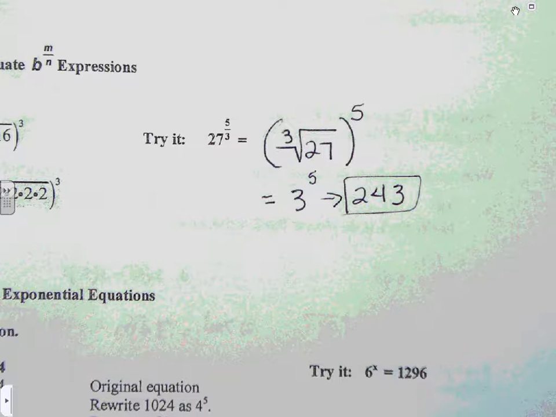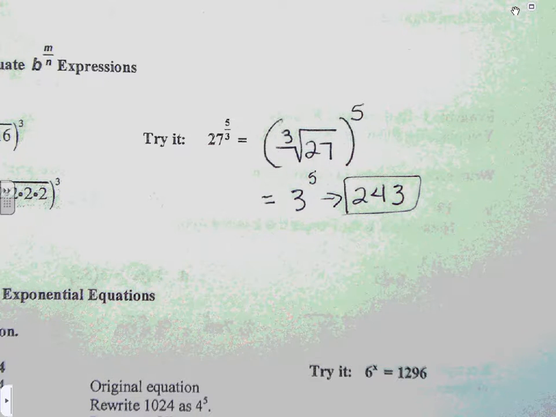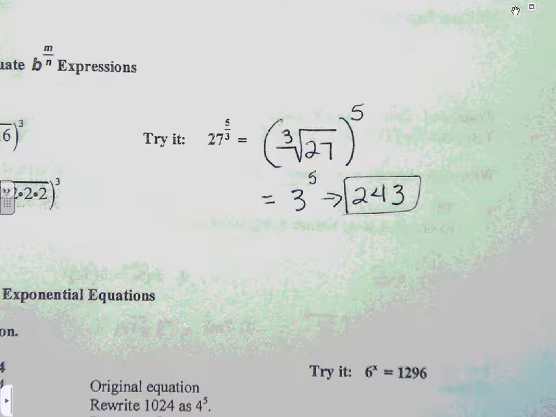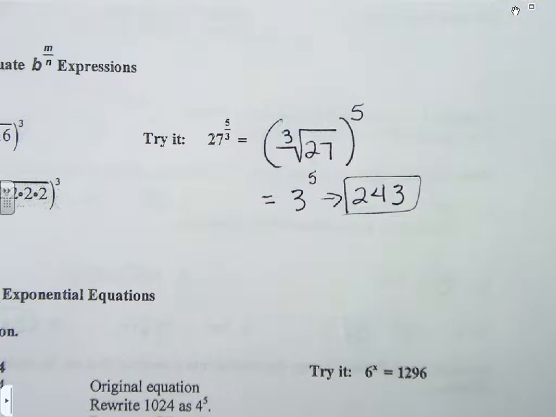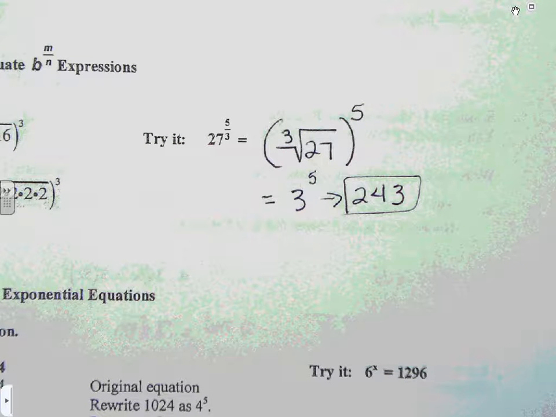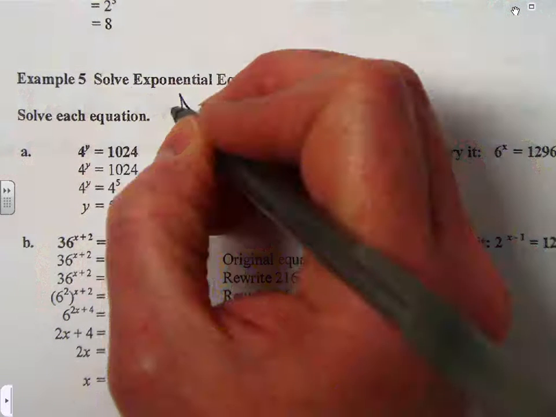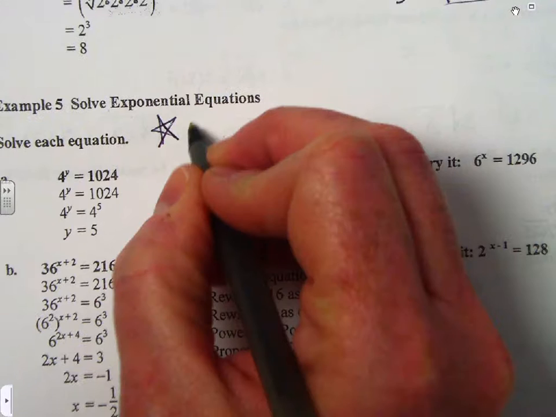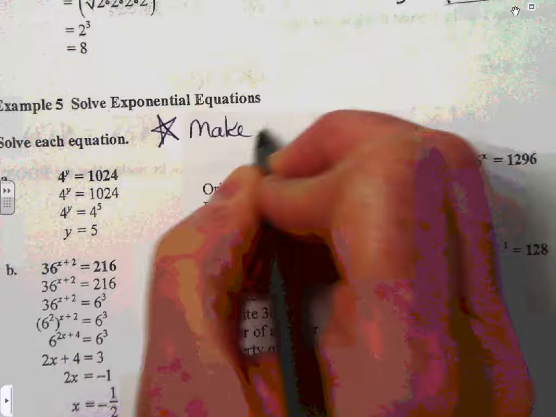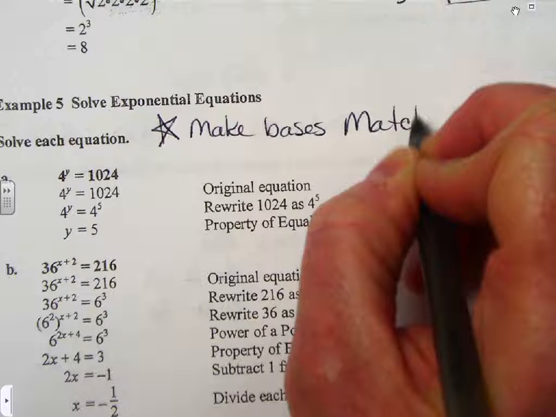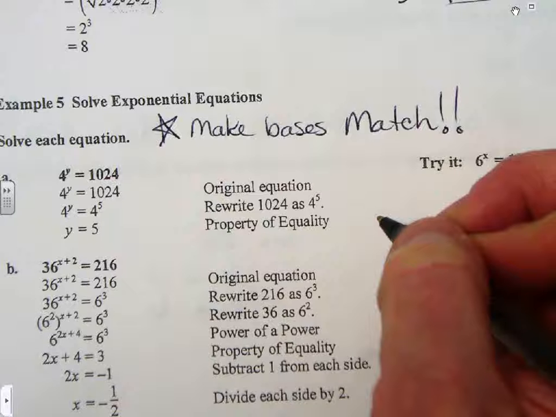Now, this bottom part is not bad either. It looks really big and hairy, but it's not. Don't be scared. It's going to be okay. I'll hold your hand. All right. Right here where it says solve each equation, you're putting a big star, and you're going to put make bases match. Because if you make your bases match, this becomes super simple.